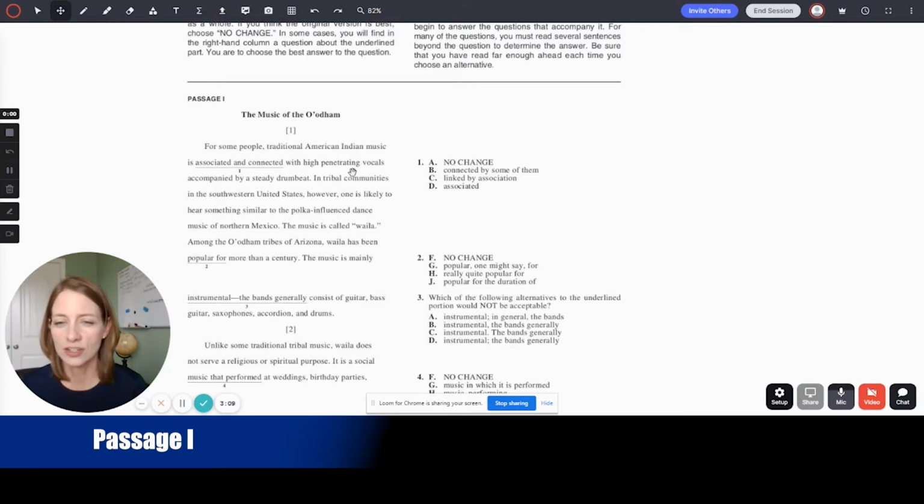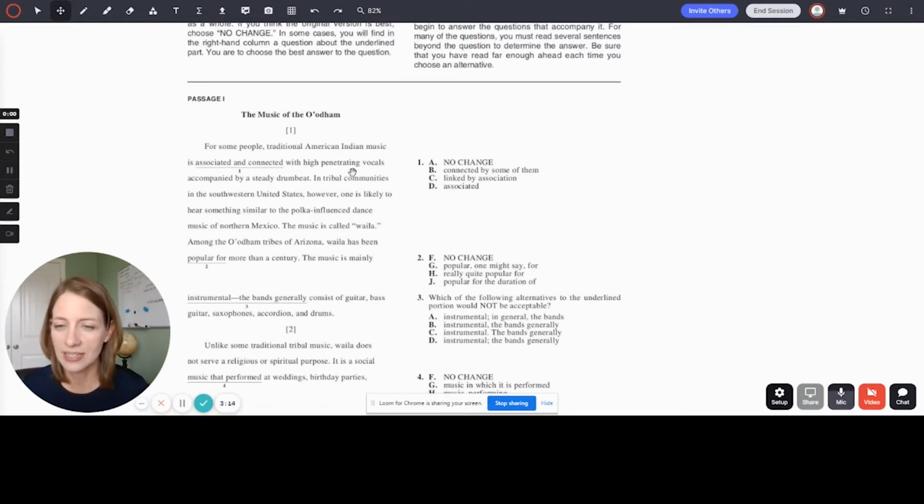For some people, traditional American Indian music is associated and connected with high penetrating vocals accompanied by a steady drum beat. Traditional American Indian music is associated and connected. I think this is redundant to add both. I think they are trying to see if we can have a more concise form of communication, meaning the shorter form: connected by, linked by association with, and associated. If I was in a big hurry, I'd probably choose D a lot faster than I'm going for it now. But let's go with D.